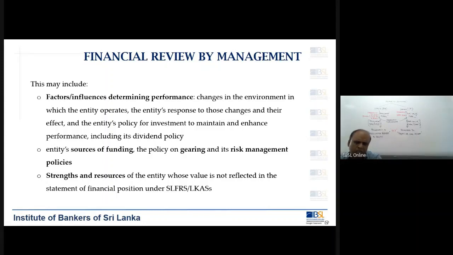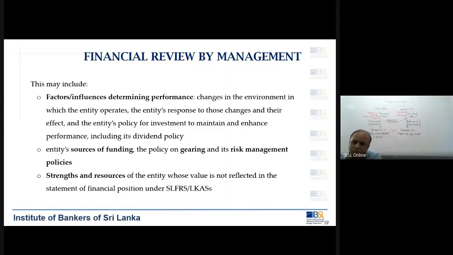Okay, so here they talk about the factors or influences determining your performance. So how did your profit go up? What were the reasons? Whether the country's inflation had an impact on you, or maybe the unemployment had an impact on you. The economic factors, how did they impact the business of the company?